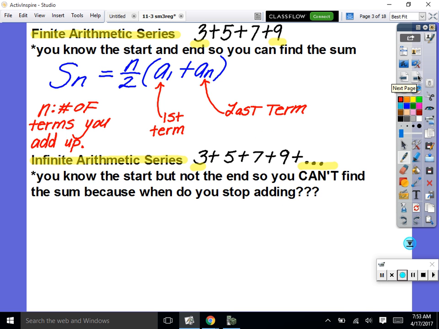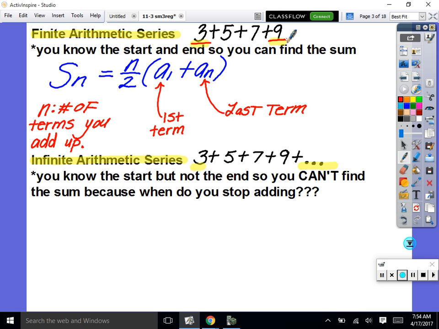Okay, so notice on your formulas worksheet, you have this formula. So if you have a finite arithmetic series, finite means, this is very important, finite means you know the start and end. So everybody, 3 plus 5 plus 7 plus 9. Do you see how I know exactly where I'm starting to add? Yes? And we know where the end is. That's considered finite, meaning you know the start and end, so you know where to start adding and when to stop adding. We can find the sum of finite arithmetic series.